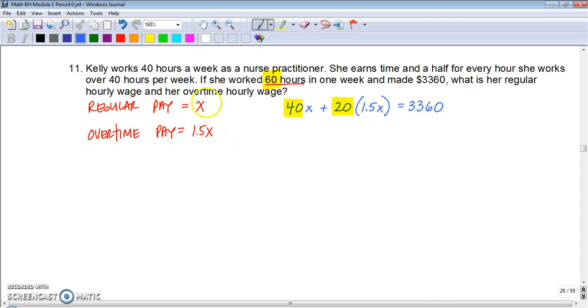We'd have to plug it back into both of these let statements and write our sentence, and it does want both the regular and the overtime. All the work and the answers are in Google Classroom. Hopefully this helped explain how to set up equations for the 1-1D lesson.